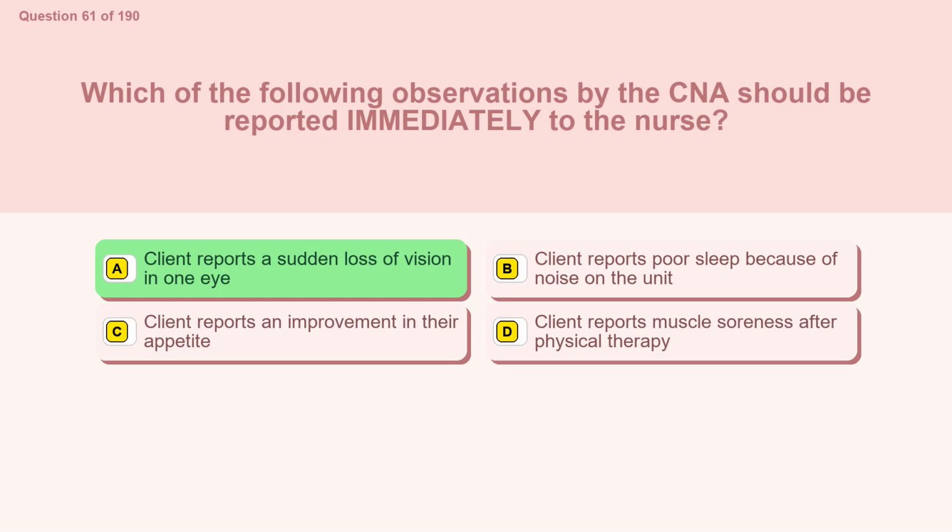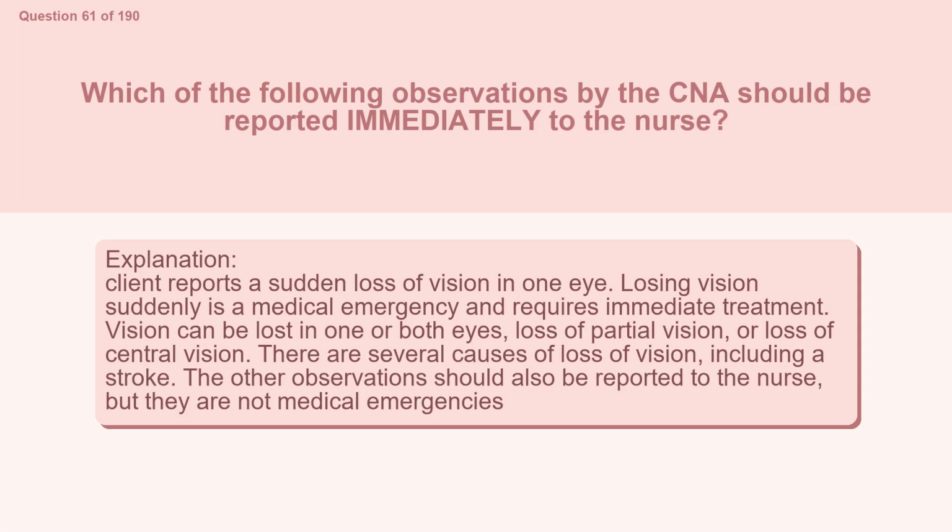The correct answer is option A. Client reports a sudden loss of vision in one eye. Losing vision suddenly is a medical emergency and requires immediate treatment. Vision can be lost in one or both eyes, loss of partial vision, or loss of central vision. There are several causes of loss of vision, including a stroke. The other observations should also be reported to the nurse, but they are not medical emergencies.